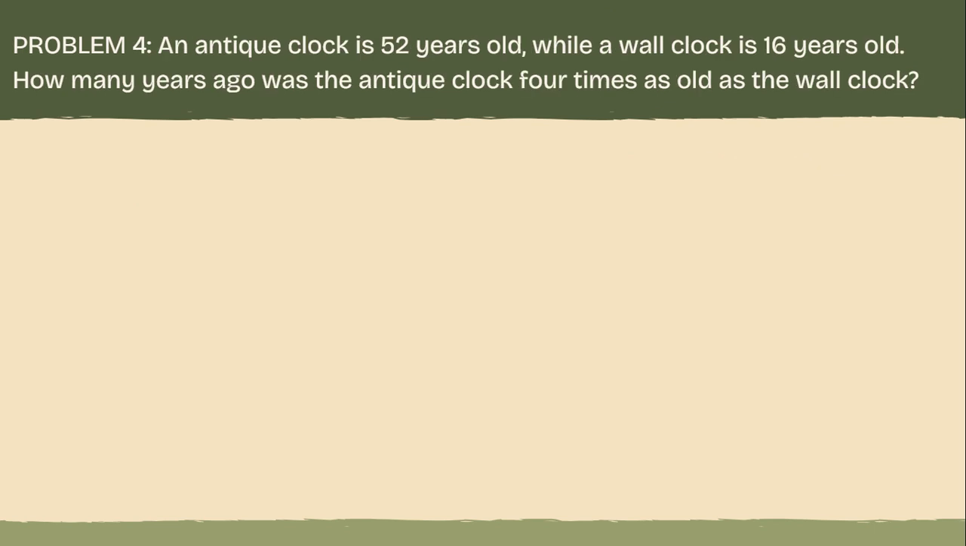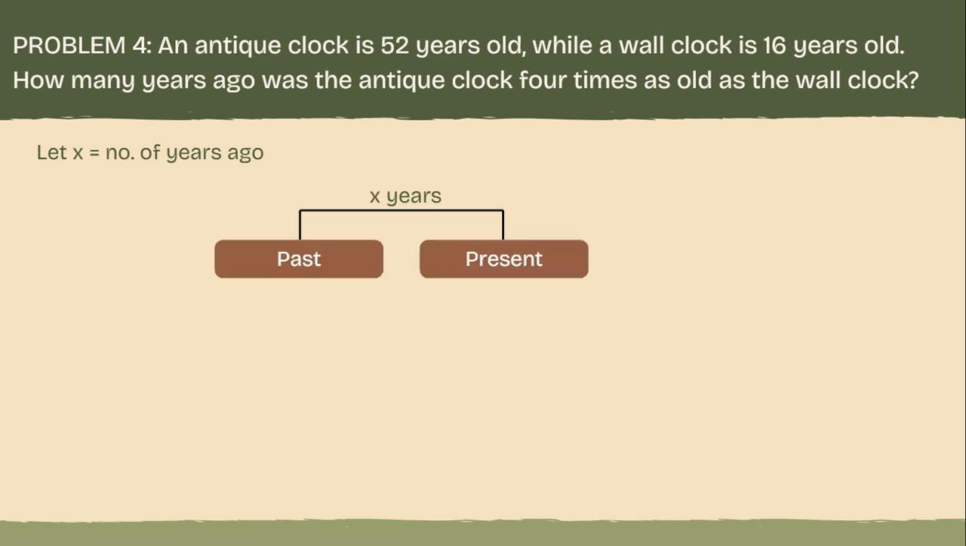Let's have another problem. An antique clock is 52 years old, while a wall clock is 16 years old. How many years ago was the antique clock 4 times as old as the wall clock? Since the question asked how many years ago, let us represent the number of years ago by x. This means we are moving x years into the past from the present.